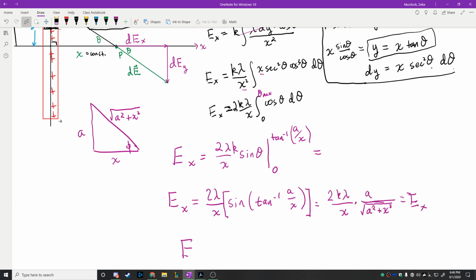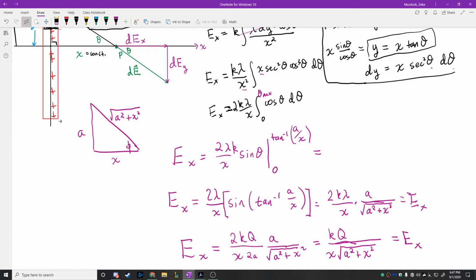So for our final answer, E_x is going to be equal to, plugging in q over 2a for lambda, 2k q over x 2a, and then what's left? a over the square root of a squared plus x squared. And that's going to be equal to, the 2's cancel, the a's cancel, so we just get k q divided by x square root a squared plus x squared. This is actually the final answer, and we'll talk about why, but that's basically it.